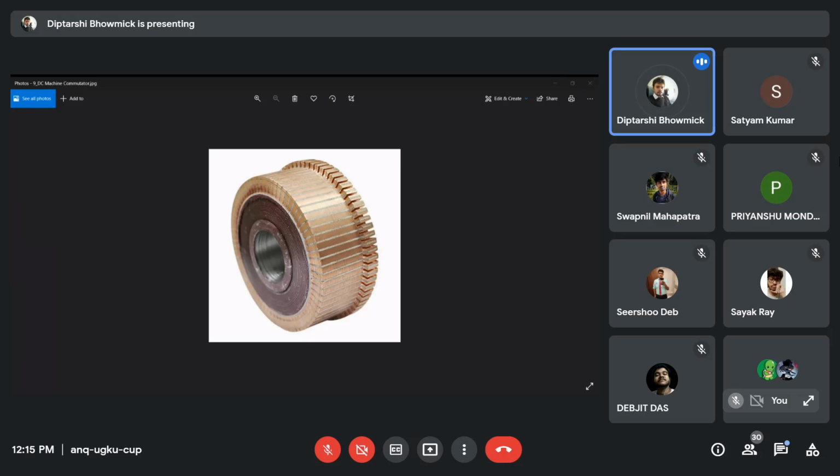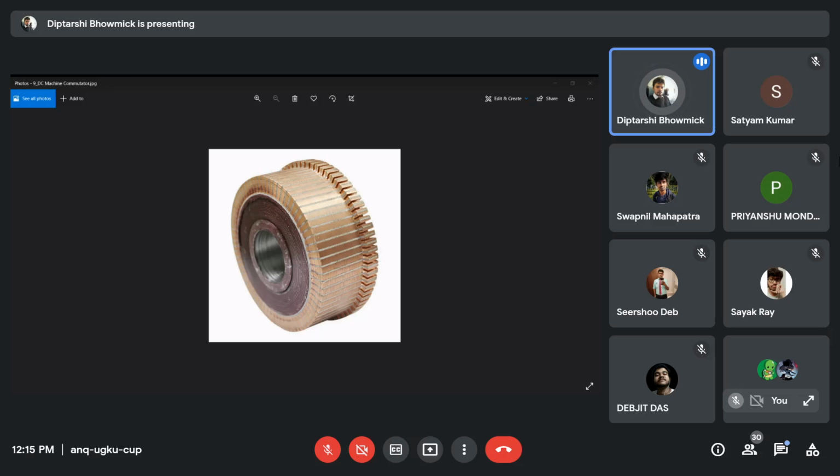Well, then the dimension of the riser. What is a riser? The riser is this one. These are the risers. So you have to measure the dimension of the riser. The height is 12 centimeter, thickness is 1 centimeter, and width is 0.7 centimeter. So that is the measurement of the riser, and this part is known as the riser in the commutator segment.